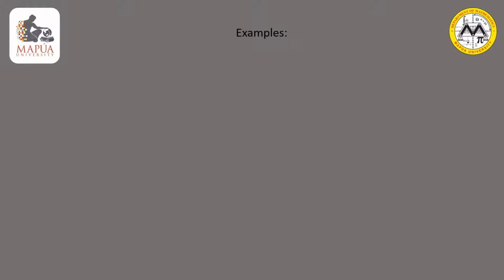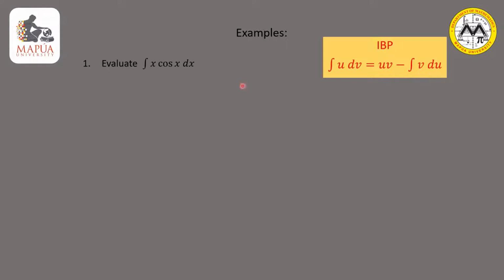Let us now illustrate the use of the technique of integration by parts to evaluate some integrals. Remember, IBP or integration by parts is done following this formula, where the integral of u dv is equal to uv minus the integral of v du. When we're asked to evaluate the integral of x cosine x dx, please take note that this would not fit a cosine u du form, nor would it fit an expression or a polynomial in x. So this given integral is evaluated using integration by parts.